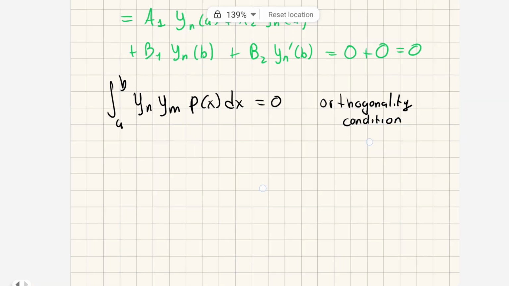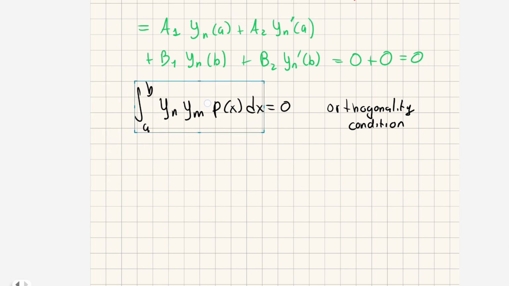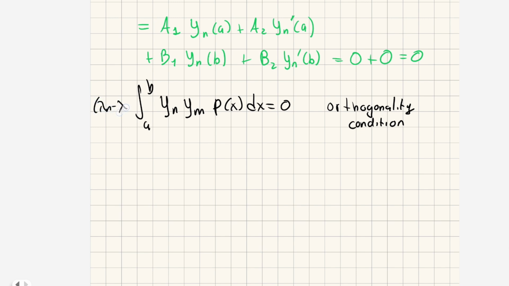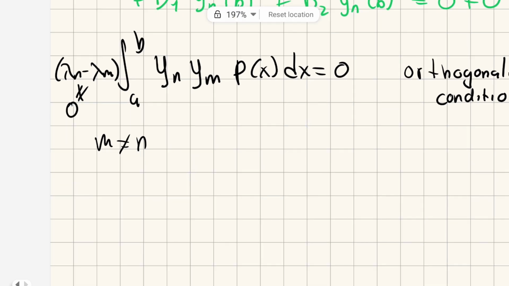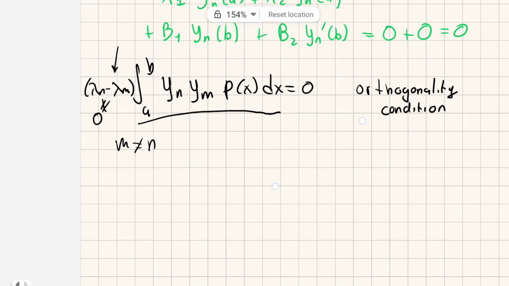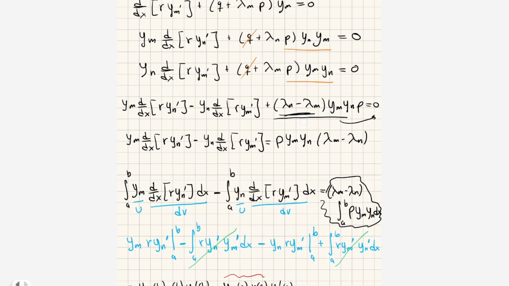for the Sturm-Liouville problem. Remember that this integral was multiplying a factor of lambda n minus lambda m. So it is important because this means that when m is different from n, we will get that this quantity needs to be different from 0. So there is no other way to have the integral that we are interested in to be equal to 0. Okay, so that's why it is important to recall that m is different from n, just to make this different from 0. Perfect. So that is how we show that two solutions for the Sturm-Liouville problem are orthogonal.